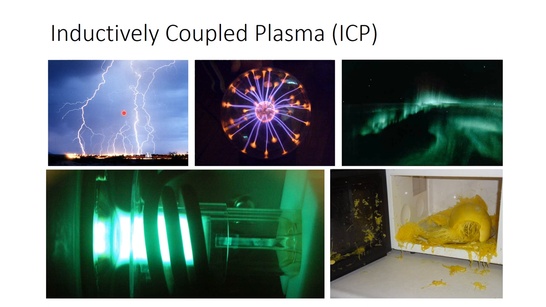So this happens in very high energy environments, like in lightning or when the solar wind interacts with the Earth's upper atmosphere. So these are very high energy environments, and you can see that the atmosphere here is ionized. We have a plasma. And the actual bright stuff of lightning, that is a plasma of air.